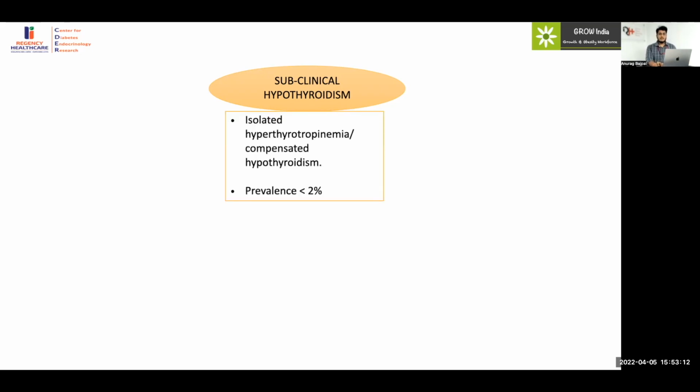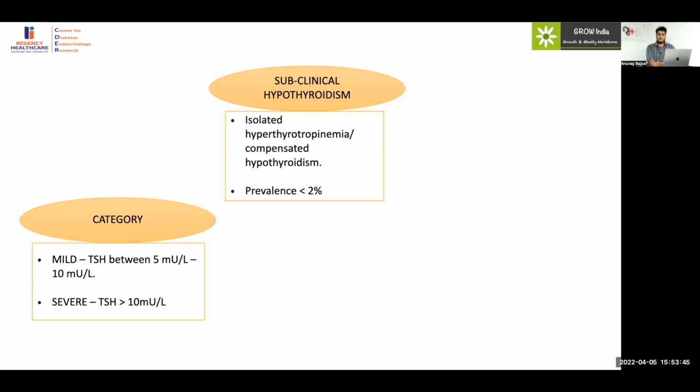With regards to definition, it is basically isolated hyperthyrotropinemia or compensated hypothyroidism, which is biochemically classified as elevated TSH in the presence of normal free thyroxine levels. Its prevalence, as compared to adults, is low, but it is commonly encountered in day-to-day practice. Because its prevalence is higher in adults, there are multiple guidelines and recommendations on treatment of subclinical hypothyroidism, whereas in children there are few guidelines and the recommendations are not very clear.